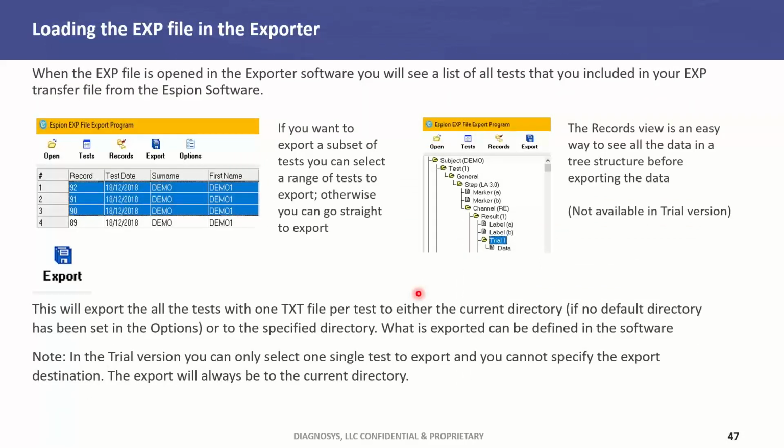We then take our exporter software, we open this file, and here we've got the example file. We can see a subset, or we can see the full range of the tests, or we can use the record view if we want to see the actual data in each of these in this tree structure. We press export, and that generates 1 text file per test, either in the current directory or where we have specified it. And then we can automate that fully into our third-party software and import them and handle them further. So we can really automate everything with this software.